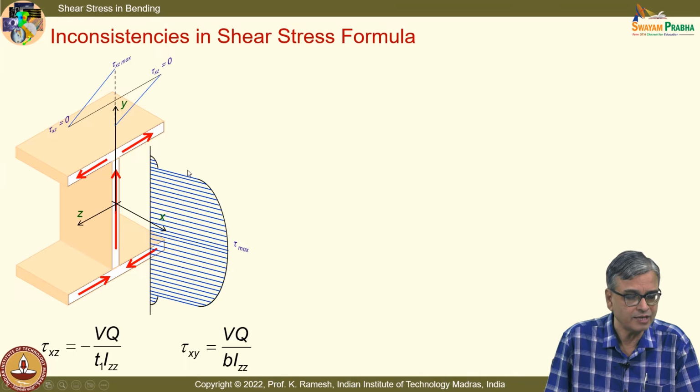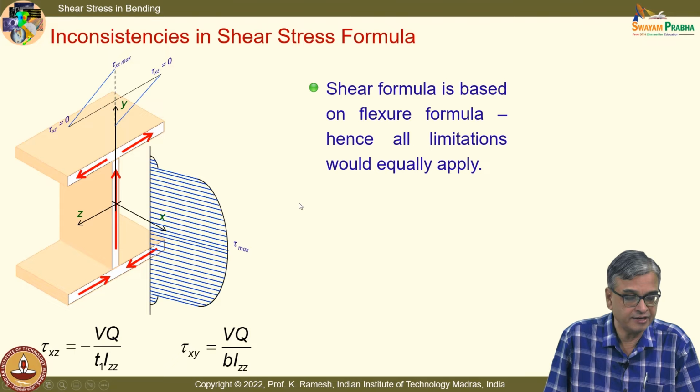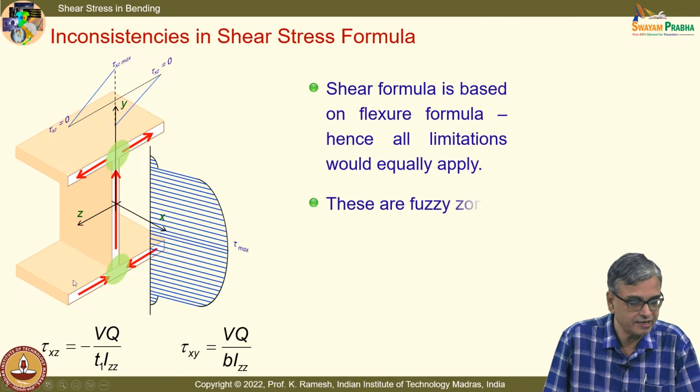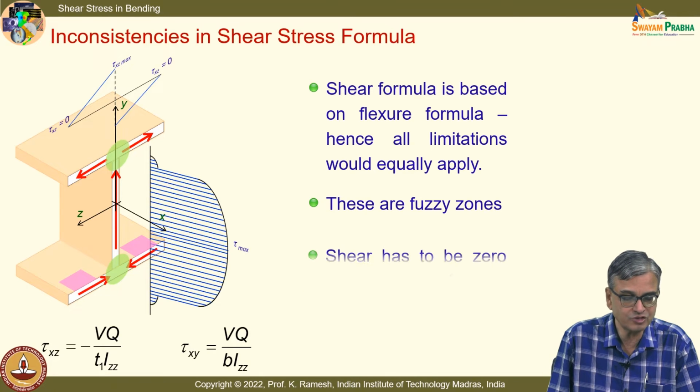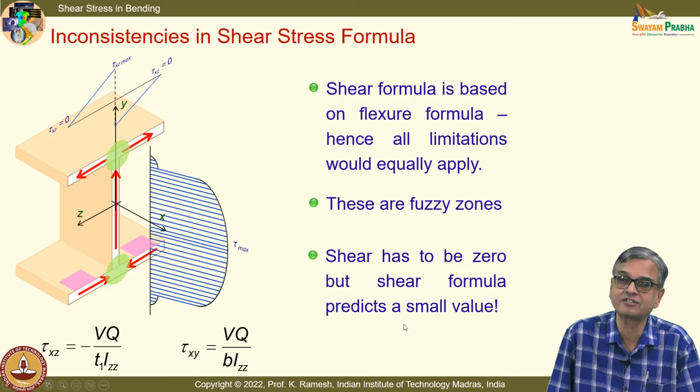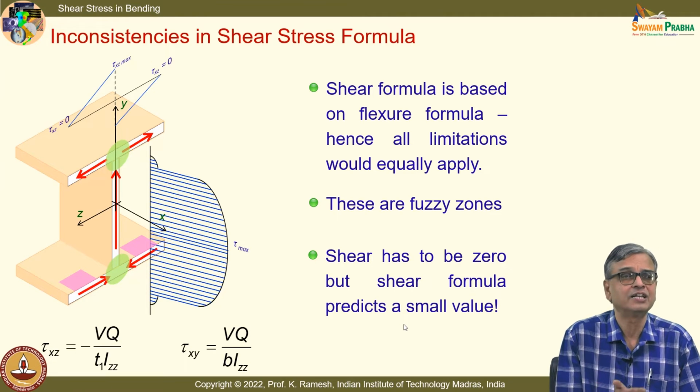The problem comes in another zone, and you have this tau xz varying linearly because you take q like this. The other important limitation is that when I look at here, this is the free surface, I should have 0 shear stress, but you have shear stress here, and you will have to take it with a pinch of salt. These are fuzzy zones. Shear has to be 0, but the shear formula predicts a small value. But from a mathematical point of view, you may have some number, but if you compare the magnitudes, they are very small.